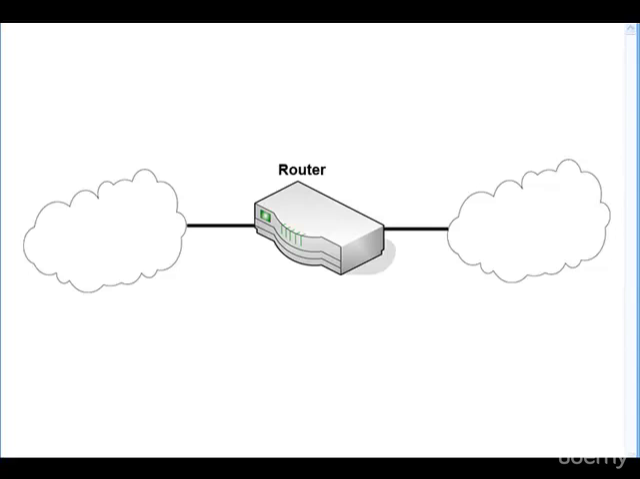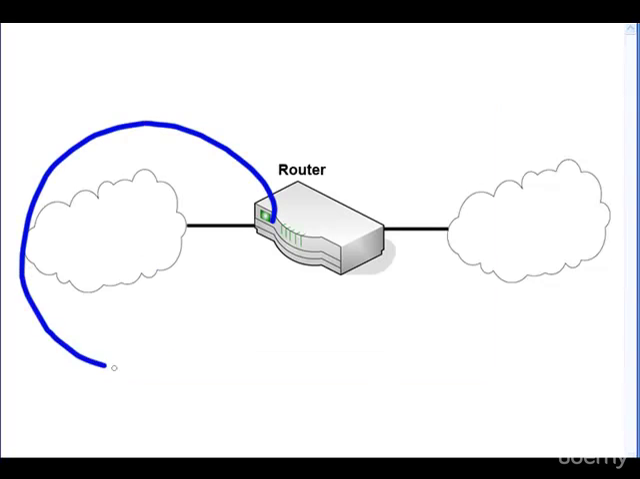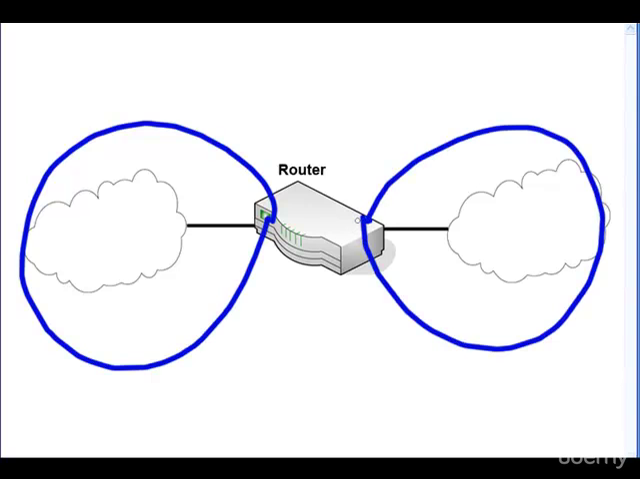And routers are like switches when it comes to collision domains. So routers create multiple collision domains, and every interface of a router is a separate collision domain. So here we just have two, 1 and 2. So two collision domains created because each interface is its own collision domain.